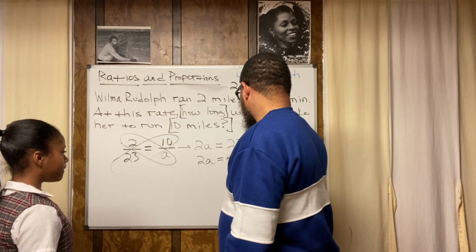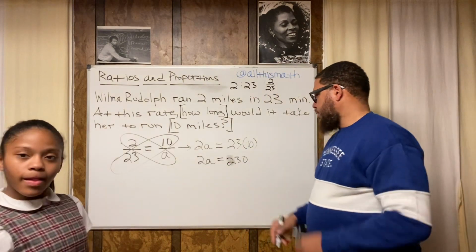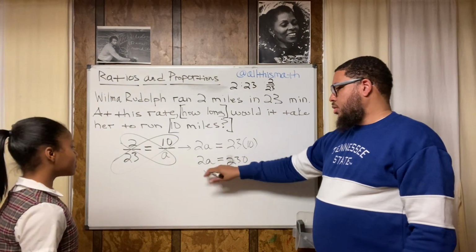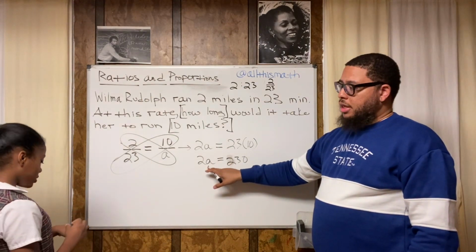So 2A is equal to 230. Now, do you remember? I told you how to do this before. Do you remember how to solve for A? No. So in order to solve for A, that means we need to isolate A.